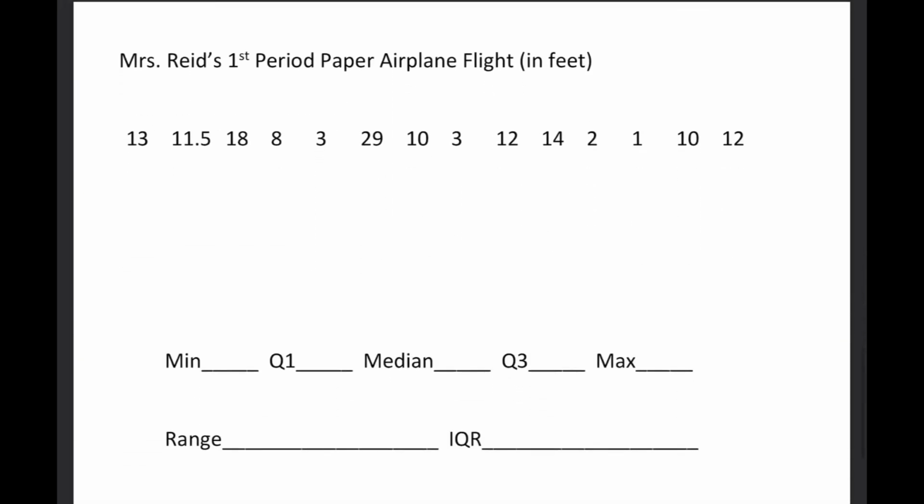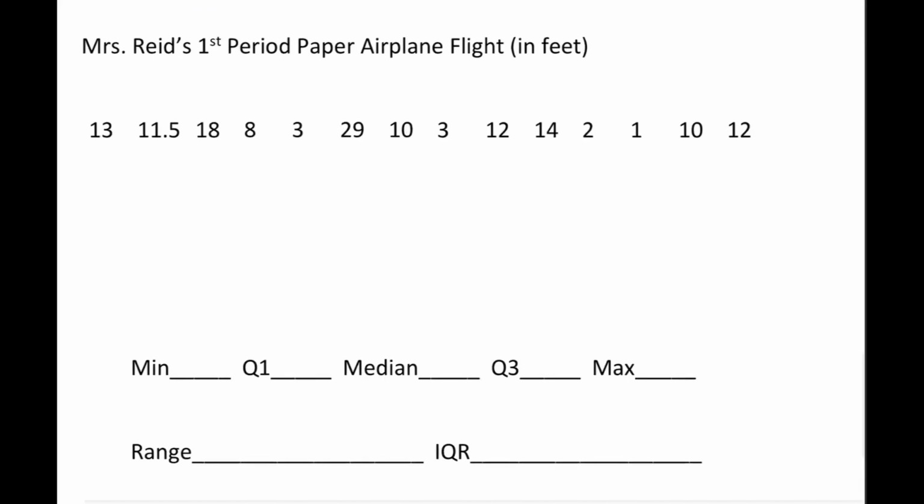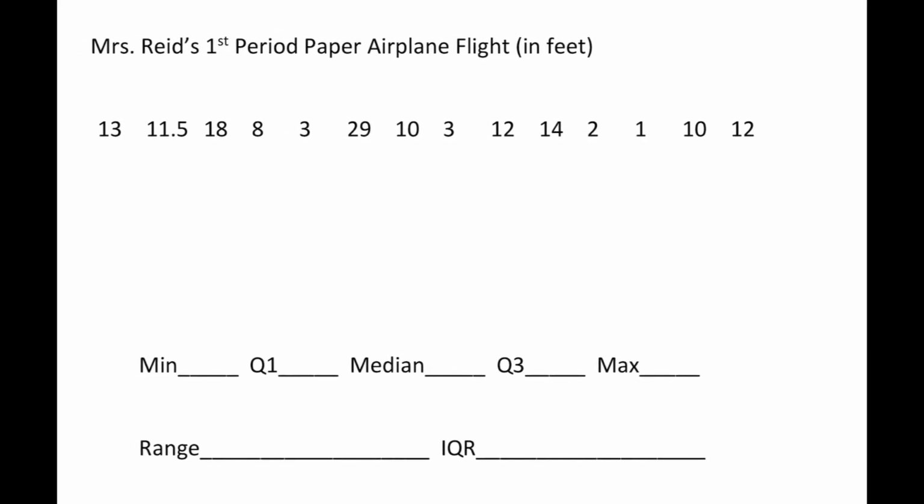All right, I know that was a lot. Let's get one more practice on one more set of data, and then we'll be done with this video. So here I have Miss Reed's first period paper airplane flights in feet. When they made their paper airplanes, they flew them and recorded how many feet their airplane flew. First thing I need to do, as always, is put it in order from least to greatest.